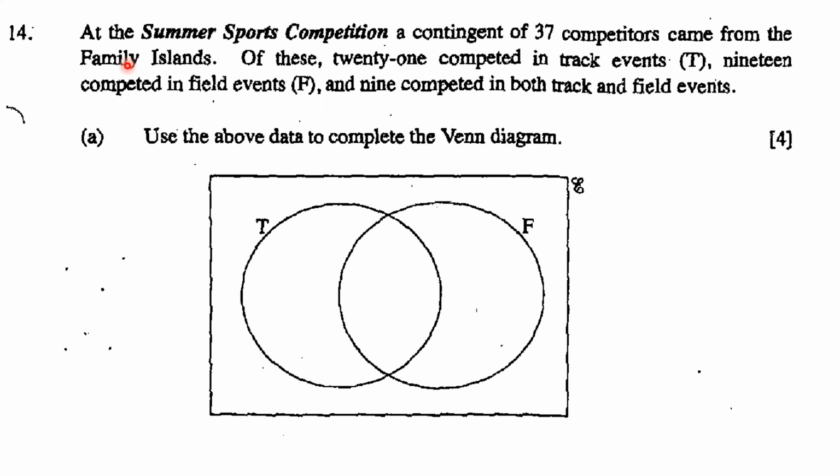Again, at the summer sports competition, a contingent of 37 competitors came from the Family Islands. Of these, 21 competed in track events. That's T. 19 competed in field events. That's F. And 9 competed in both track and field events. Use the above data to complete the Venn diagram below.